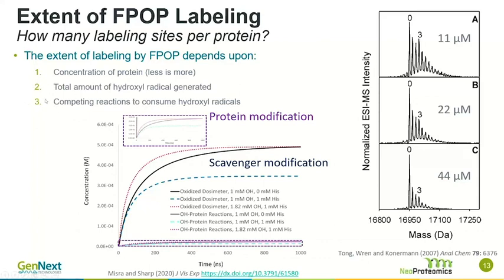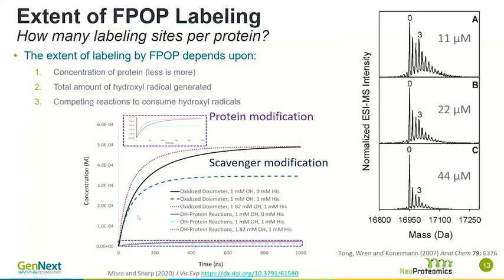So let's do a quick simulation. Let me walk you through a quick simulation here. So I have a scavenger. I have a mixture, an FPOP mixture, okay? And this mixture contains an analyte protein, a scavenger, and my hydrogen peroxide. And I perform FPOP, and I generate a peak concentration of 1 millimolar of hydroxyl radical.